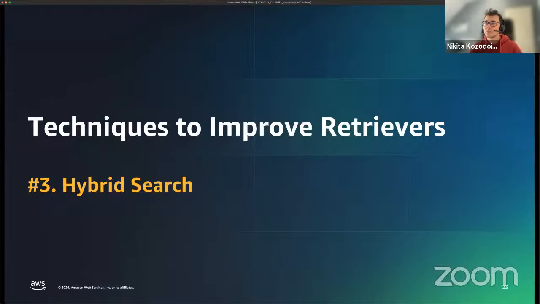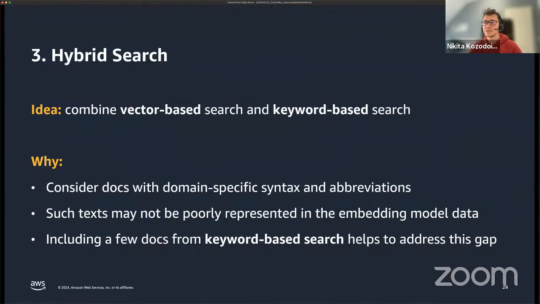Great. The third technique I would like to talk about is also a kind of technique that combines the best of both worlds. And I will explain what worlds I'm talking about, and it is called hybrid search. So what hybrid search means is that we are combining two methods or two approaches to do the search, namely the vector-based search and the keyword-based search.